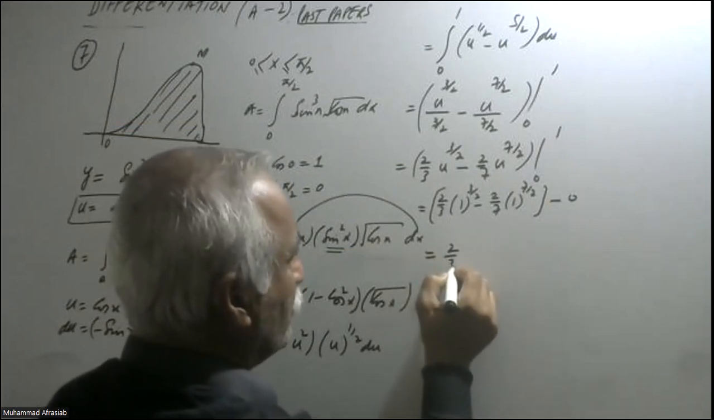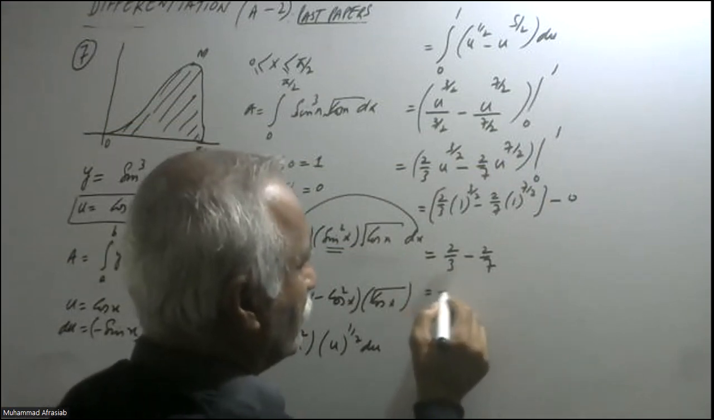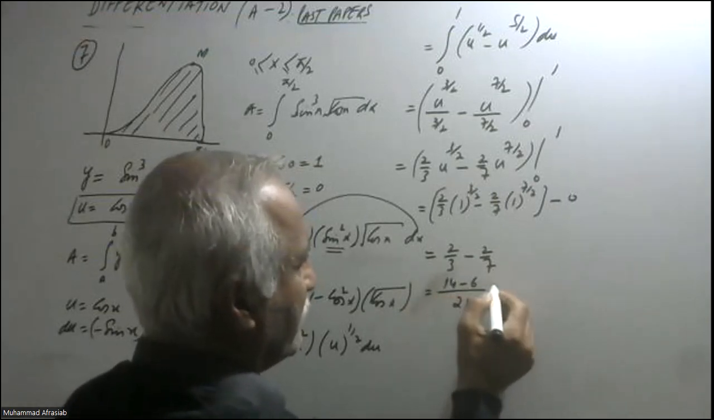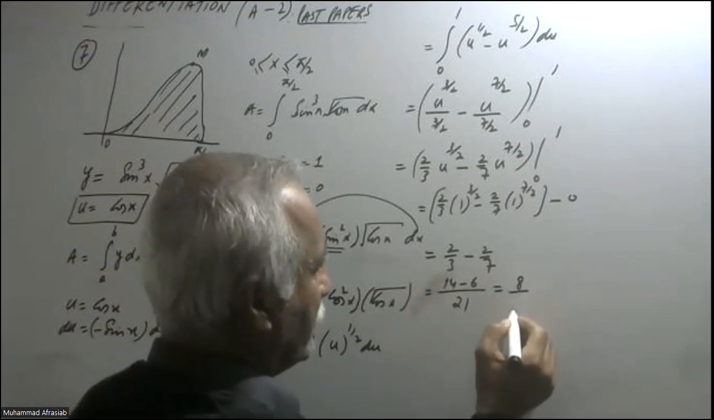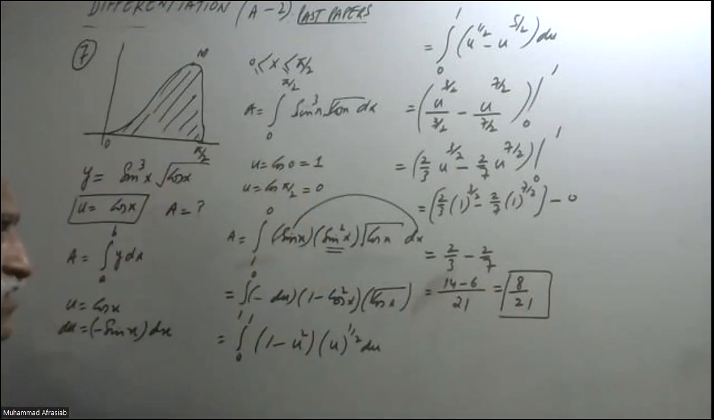So this value will be equal to 2 by 3 minus 2 by 7. And that value, 21 is the LCM, 7 twos are 14 minus 6. So that is equal to 8 over 21, which is the area for this curve from 0 to 1 of sine of x, sine square of x, square root of cos of x into d of x. After changing it into the form of the substitution, you got this answer as equal to 8 over 21 there.